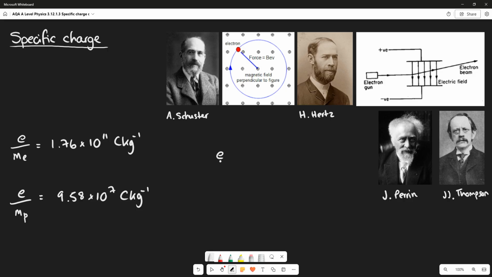Now, when you have a ratio and you end up with a much larger number than you thought, it's either going to be because the charge is much larger than predicted, or the mass was much smaller than predicted. Now, because of Heinrich Hertz's experiments with the cathode rays penetrating the foil, it was thought that it must be the mass that was much, much smaller than originally predicted, causing this large specific charge.